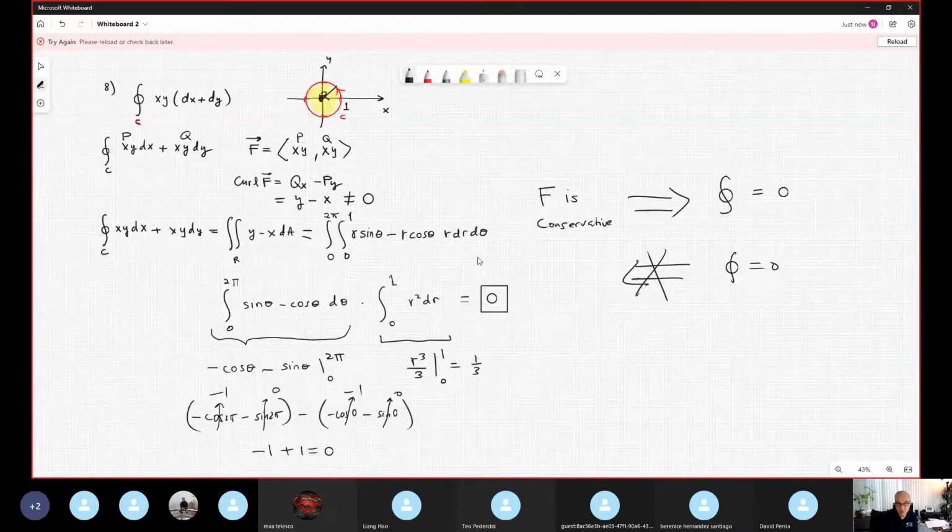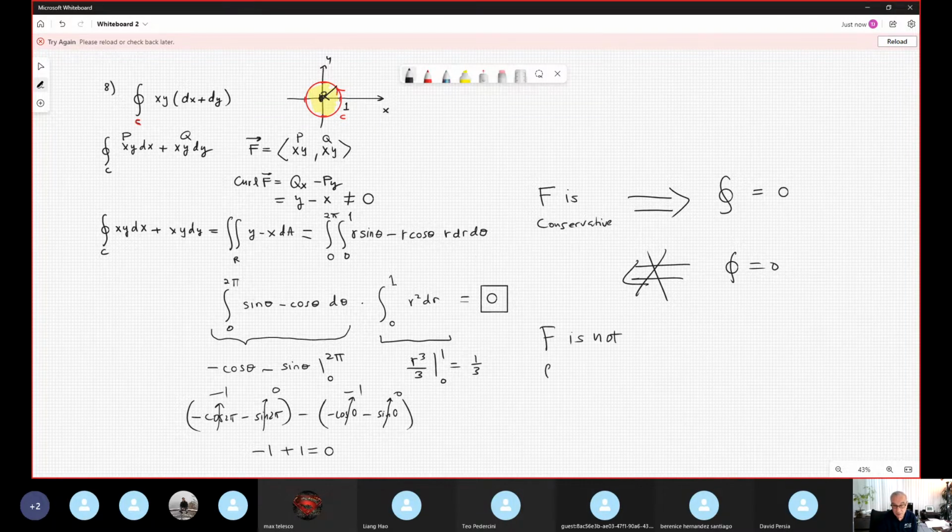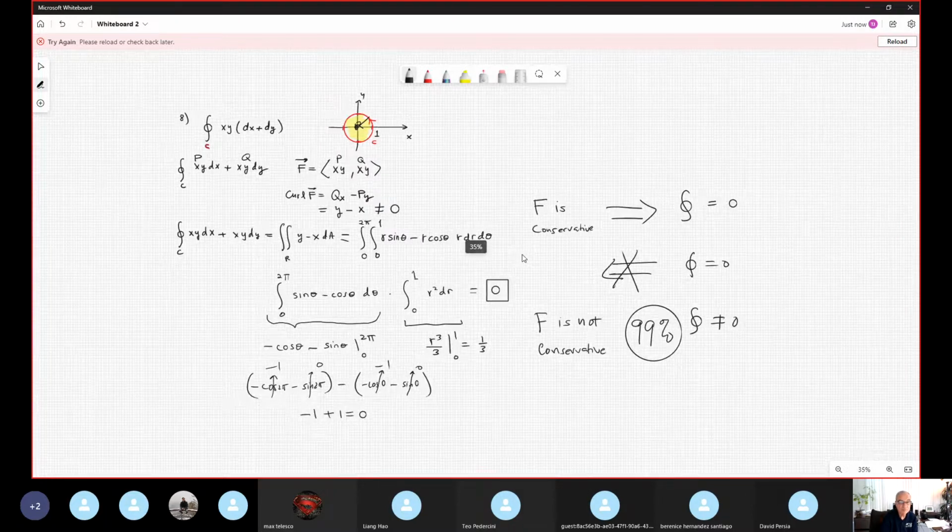If it's not conservative, of course, the circulation or the line integral in the closed curve is not 0. So in the majority, you are at 99%, F is not conservative. The integral in the closed trajectory is not 0. And that is 99% of the cases. However, there is 1%. I say 99, but just to say a number. The majority. Clear? Clear.